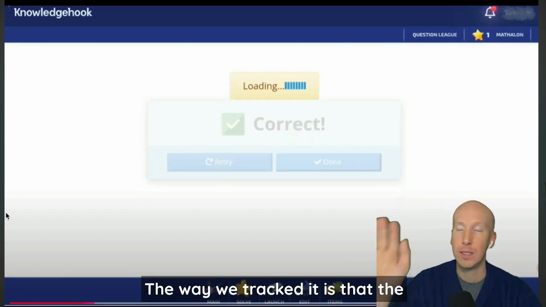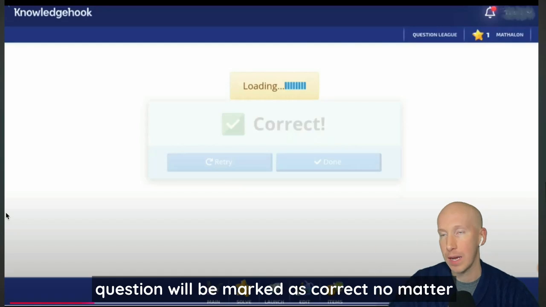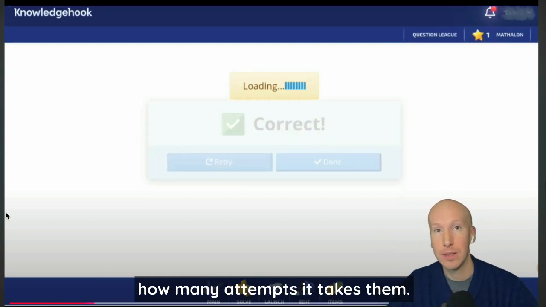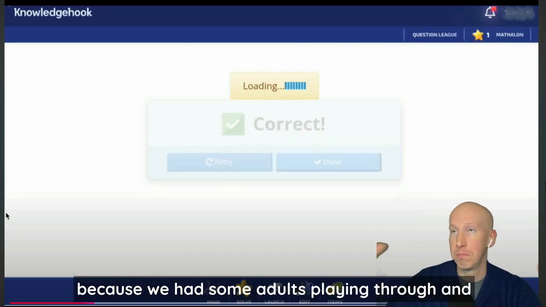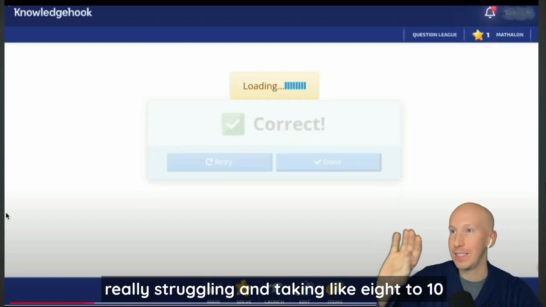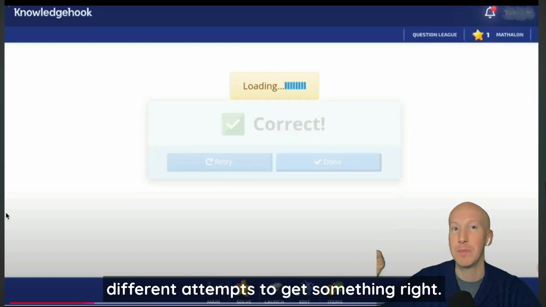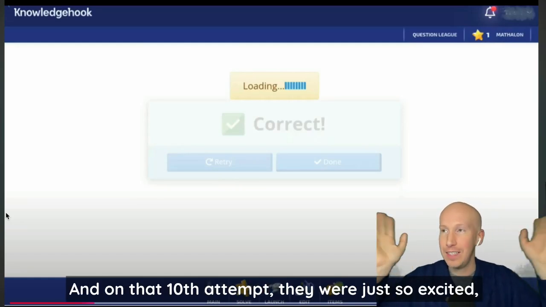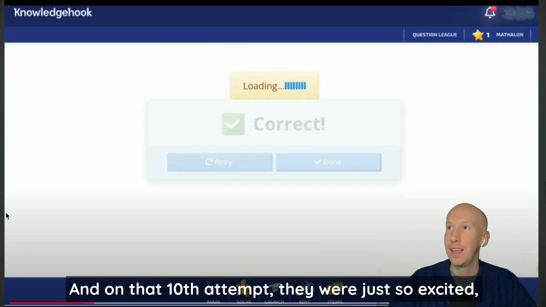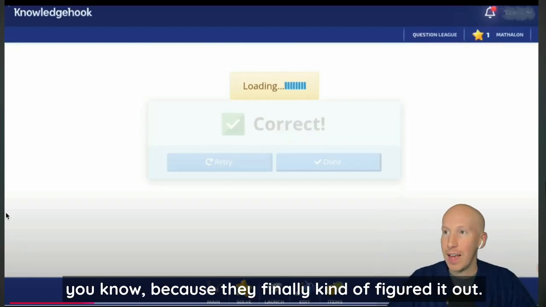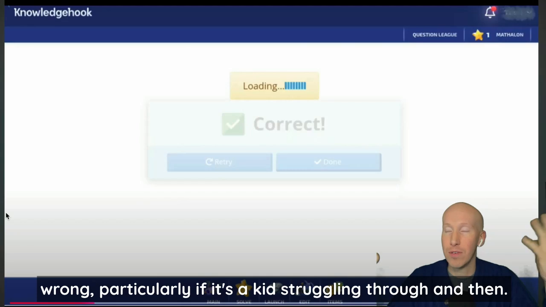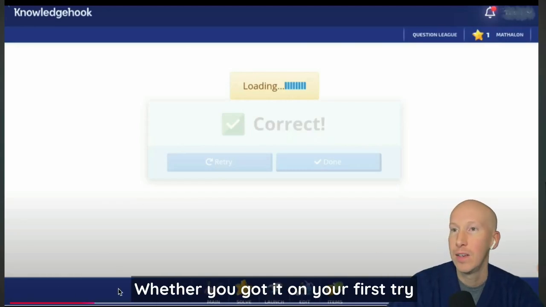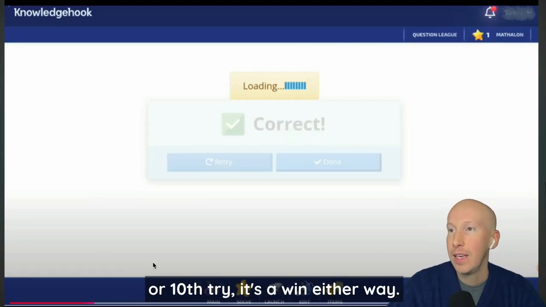The way we tracked it is that the question will be marked as correct, no matter how many attempts it takes them, which I think makes a lot of sense because we had some adults playing through and really struggling, taking like 8 to 10 different attempts to get something right. And on that 10th attempt, they were just so excited because they finally figured it out. I don't see how you're going to mark that as wrong, particularly if it's a kid struggling through and then finally getting it. Whether you got it on your first try or 10th try, it's a win either way.